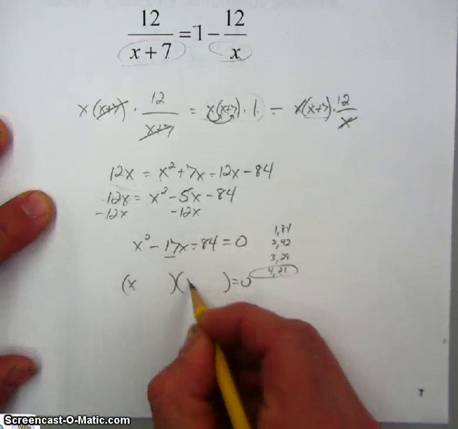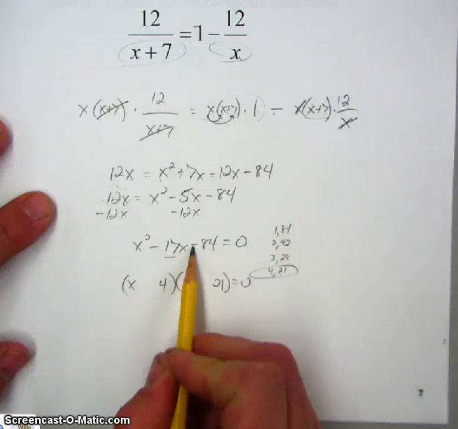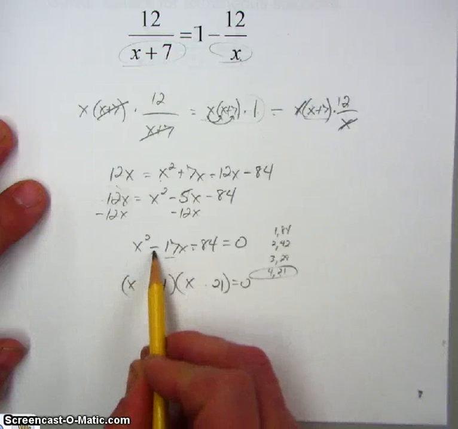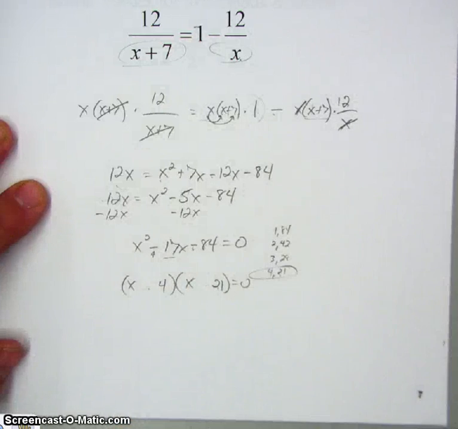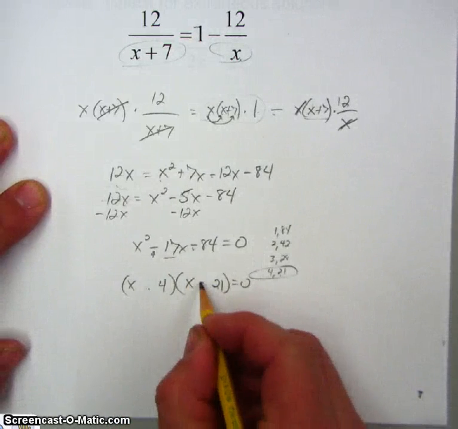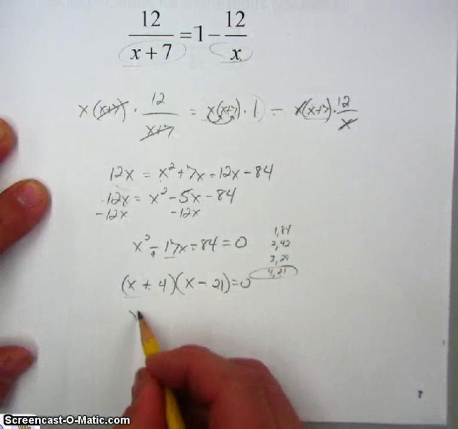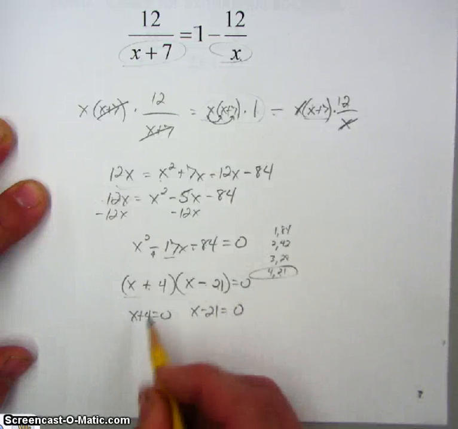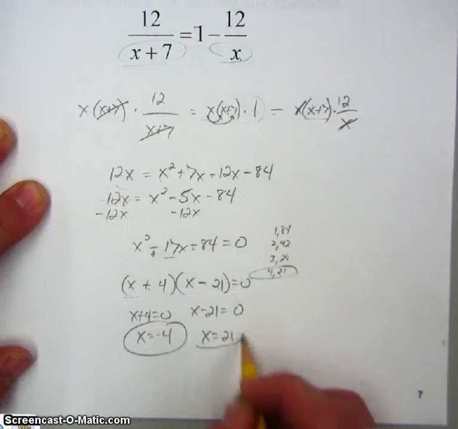So I have x, 4 and 21. I'm subtracting, so that means signs are opposite. That means one of these is positive and one of these is negative. This sign right here tells me that the bigger number, the 21, must be the negative. So therefore that one's positive. Now I set each of these equal to 0. So here x is equal to negative 4 and x is equal to 21.